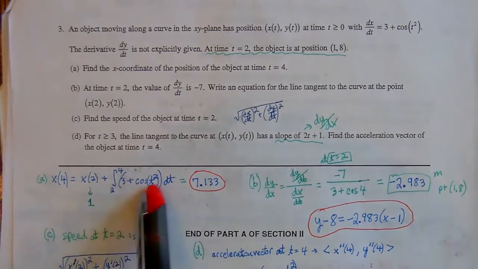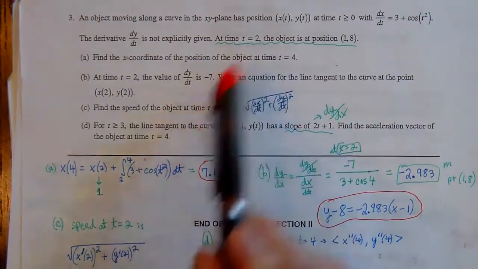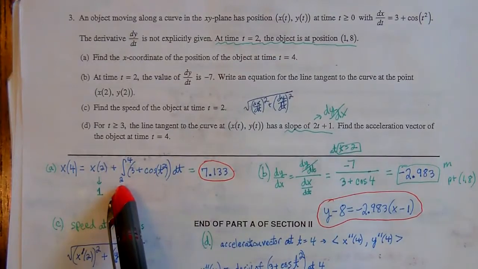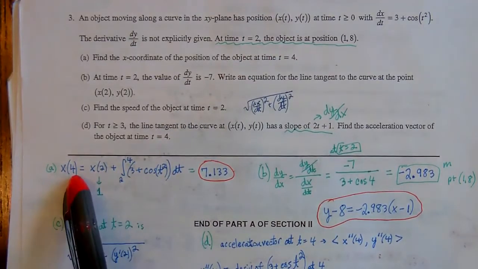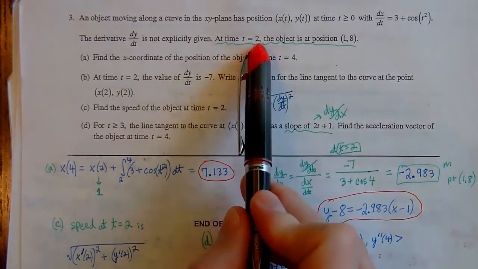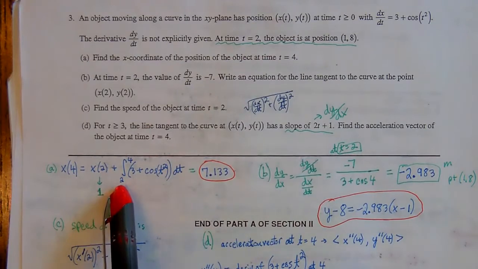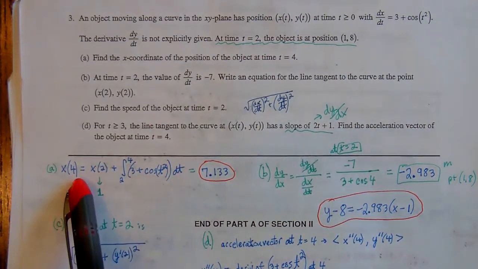But when you integrate the dx/dt, if you already know where you are at t equals 2, then you pick it up where you left off and integrate to where you want to go, which is 4. If they had told us our position at t equals 3, then I would have started this integral at 3. So pick it up where you're given, and then go to where you want to go.